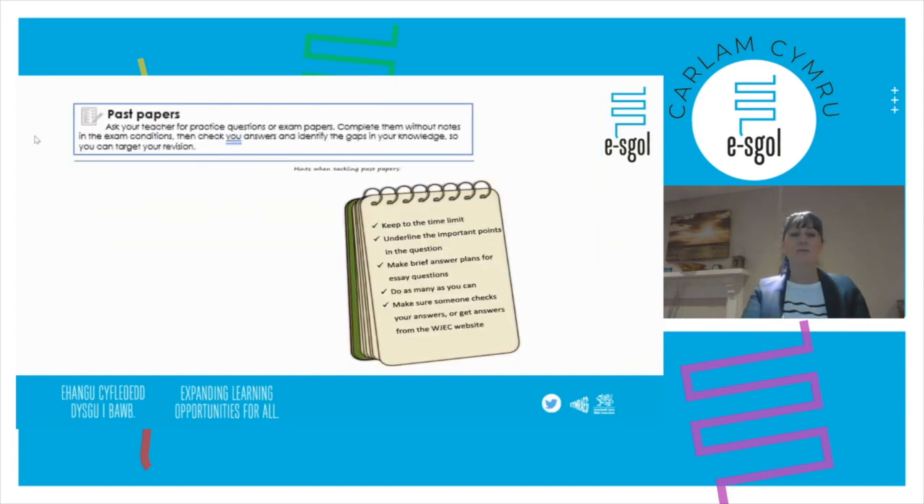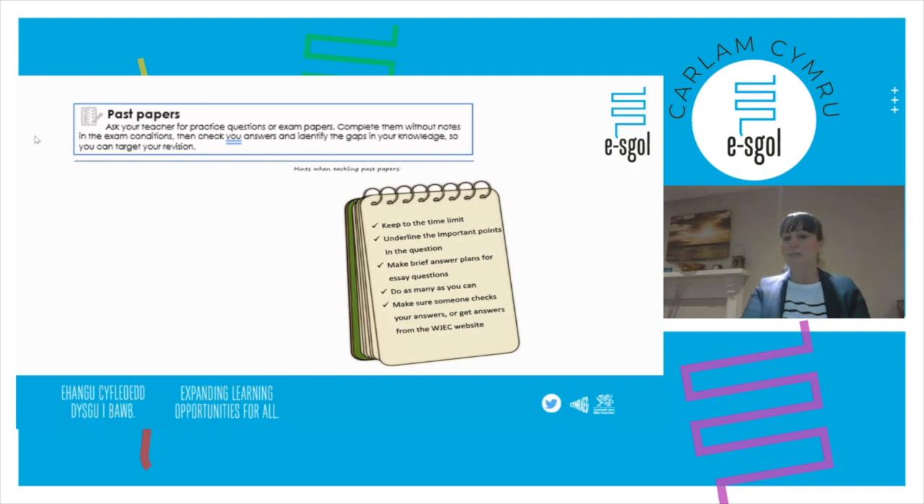Papers, I've mentioned these before, but you can ask your teachers for practice questions or even exam papers. You can also obviously check the website of the exam board that you sit in. They will have all the past papers on there, so you can complete them without notes. You could even do it in exam conditions. And then you could download the mark schemes and check your answers, and again, be able to identify the gaps in your knowledge, so you can target your revision further with what else you need to learn.